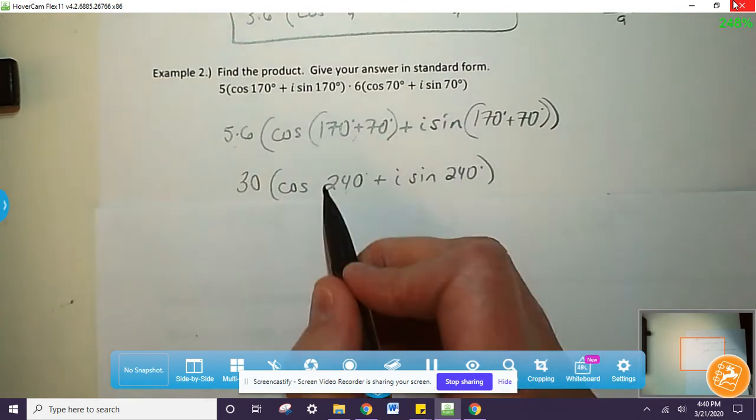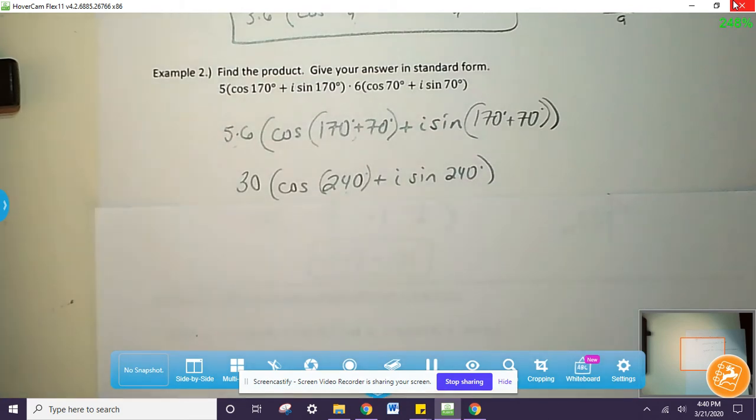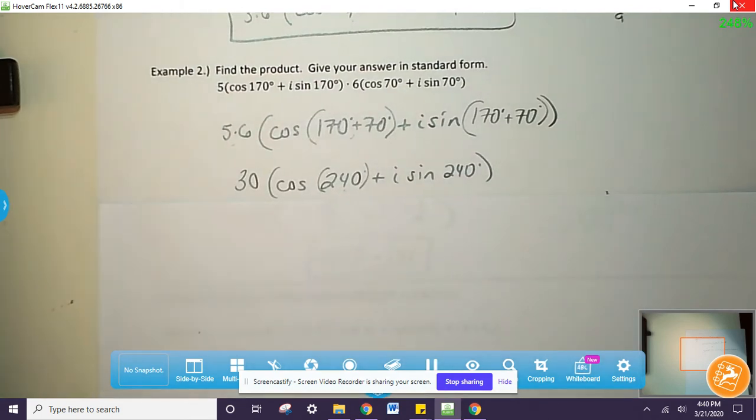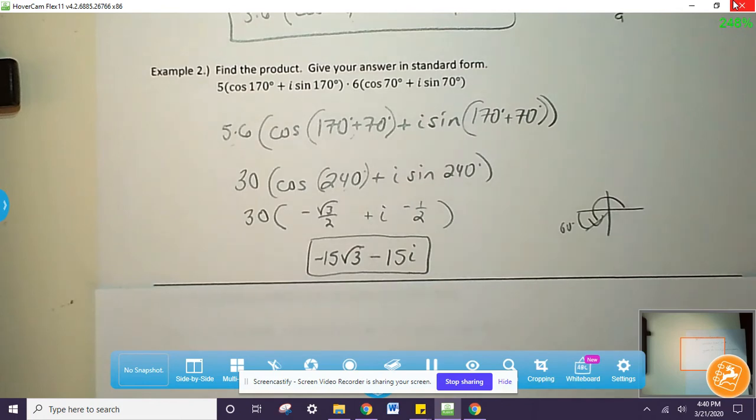If you wanted to put parentheses around that, you could. Doesn't have any impact at this point. So go ahead and evaluate the cosine of 240 and the sine of 240. Watch those signs. And then if you distribute in the 30, you're going to end up with the answer that you see here.